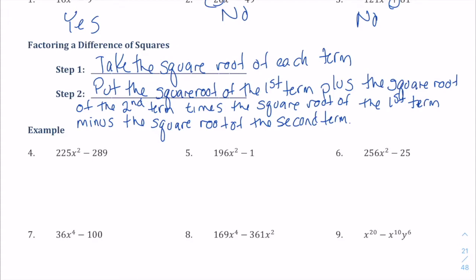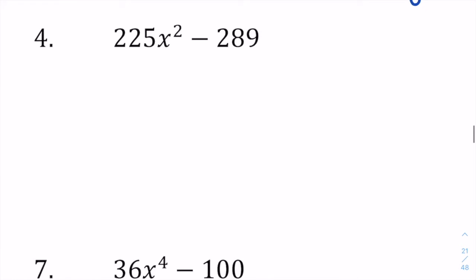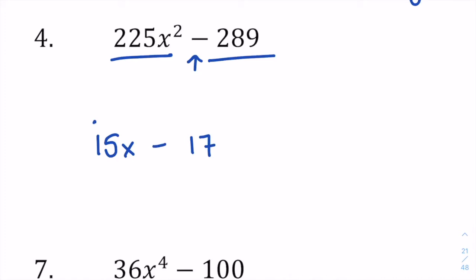And it is a mouthful, but once we see it in practice, I think you'll realize it's not as hard as it sounds. Okay, so let's look at 225x squared minus 289. First, we recognize that 225x squared, that's a perfect square. 289, that's a perfect square. And we have subtraction in the middle. So the steps say to take the square root of each term. Square root of the first term is 15x. Square root of the second term is 17. So we're going to take 15x minus 17 as one term, and 15x plus 17 is another term. And that's it. That's our answer.